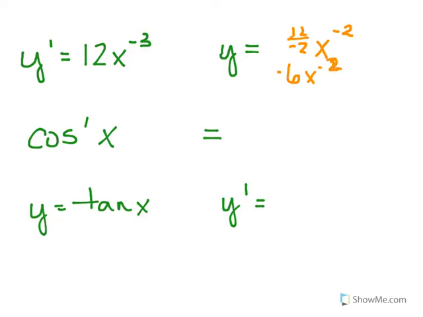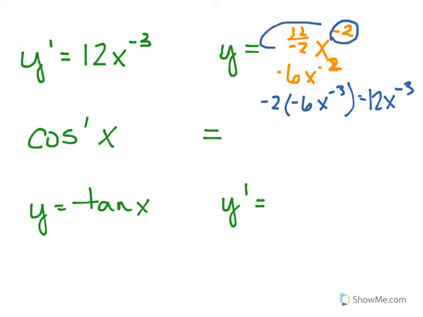Well, the derivative of negative 6x to the negative 2 is going to be equal to negative 2 times negative 6x to the negative 3, which is going to be 12x to the negative 3. The trick is just to take this power, go up 1 unit, and then put that on the bottom of the number outside.